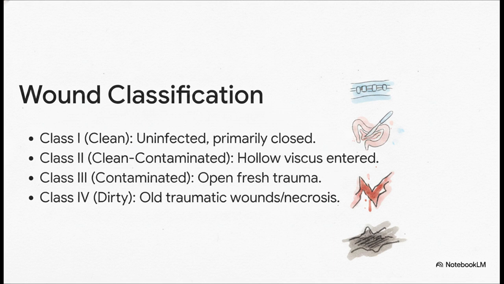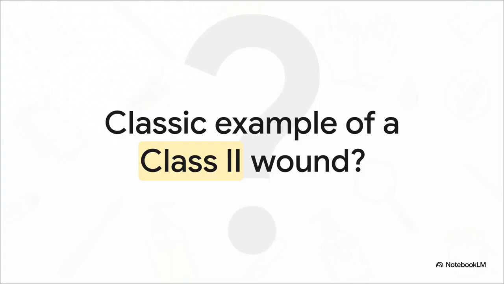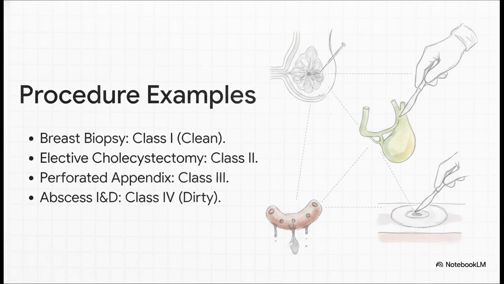Keep these exam pearls in mind for the mechanics of each class. Class 1 is clean, Class 2 is clean contaminated, Class 3 is contaminated, and Class 4 is strictly dirty. Question 25. Which of the following procedures serves as a classic example of a Class 2 clean contaminated surgical wound? The correct example is A, elective cholecystectomy. Why is that? Because a hollow viscus is entered under strictly controlled conditions without major spillage.